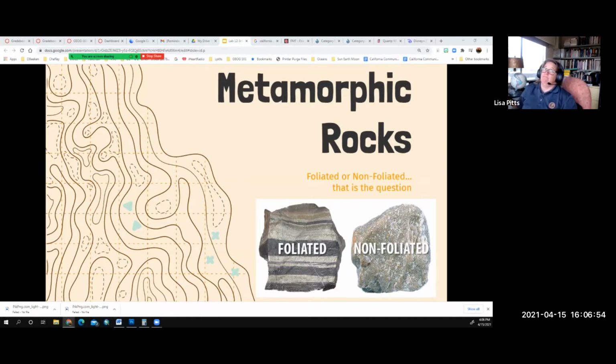It didn't get liquidy. This one probably was at some point recrystallized. So this one was heated a lot higher than this one here.